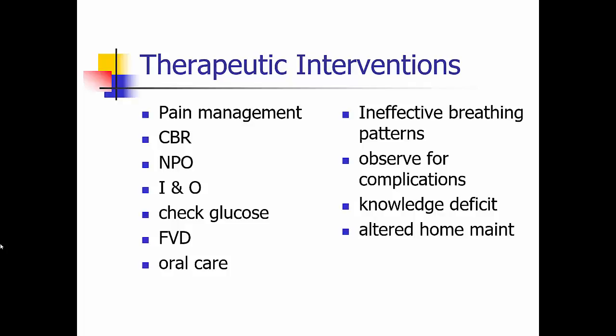They probably also have a knowledge deficit, so you're going to have to talk to them about the disease process so they can prevent any future attacks. And if they're older or without a support system, they may have altered home maintenance, which is the inability to care for themselves. You're going to want to get the home health care nurse involved.